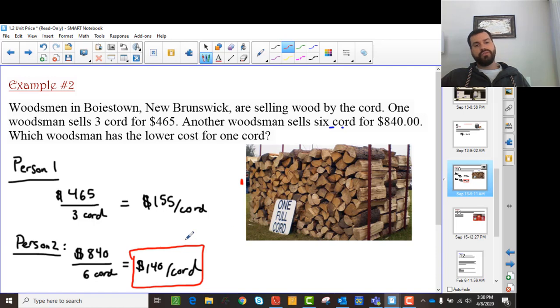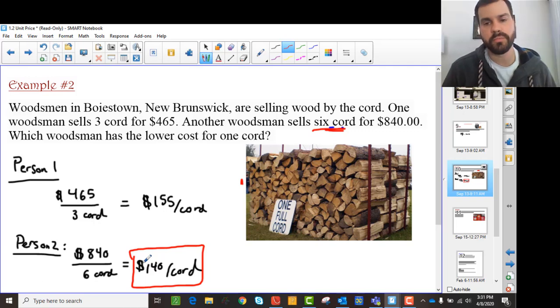However, you'll notice that this guy's selling 6 cord for that price. Right? He's not selling 1 cord for $140. So in other words, there are more considerations, for lack of a better term, that you have to go into when you're buying than just the unit cost. But it tells you that that one's cheaper per cord.